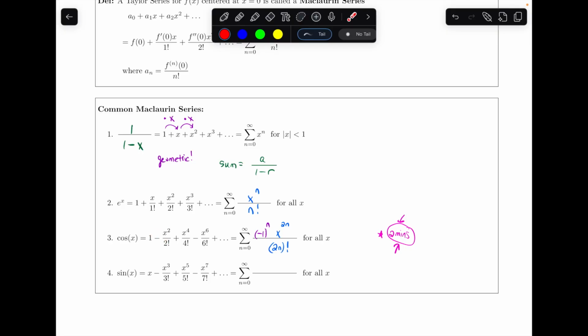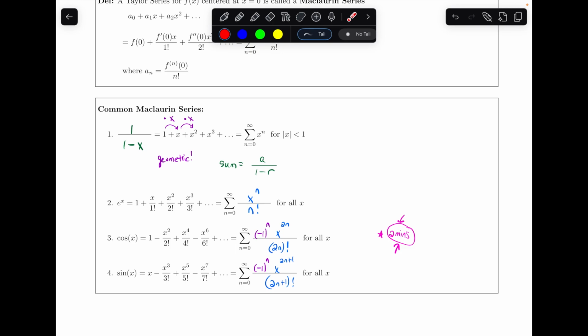For sine, to get these odd powers, I would need x to the 2n plus 1, right? Because these powers are 1 more than they were for the cosine term. And then the same thing, factorial on the bottom, 2n plus 1 factorial. And then the same alternator, negative 1 to the n.